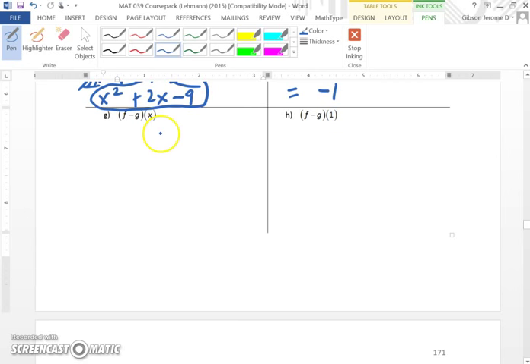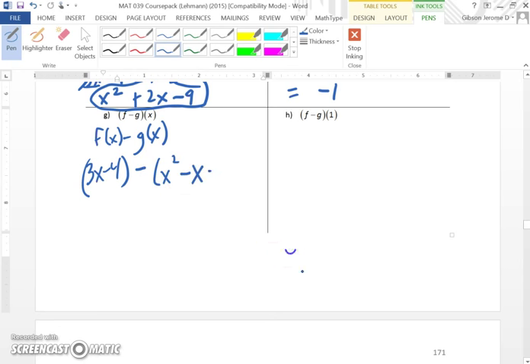Okay, class, picking up where we left off, we're at g, where we have f minus g of x. So this is the same as saying f of x minus g of x. Now, according to the directions that you can look at in your course pack, f of x is equal to 3x minus 4, and we'll put that in parentheses, minus g of x, which is equal to x squared minus x minus 5.